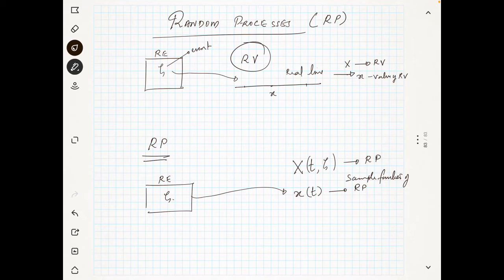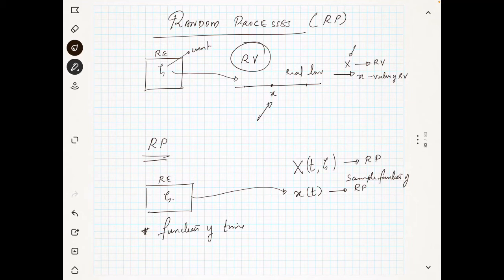So a random process is nothing but a function of time. A random variable is not a function of time. A random variable is nothing but a value. You can see here it is a value x, or a capital X in general. So a random variable is just a value, but a random process is nothing but a function.